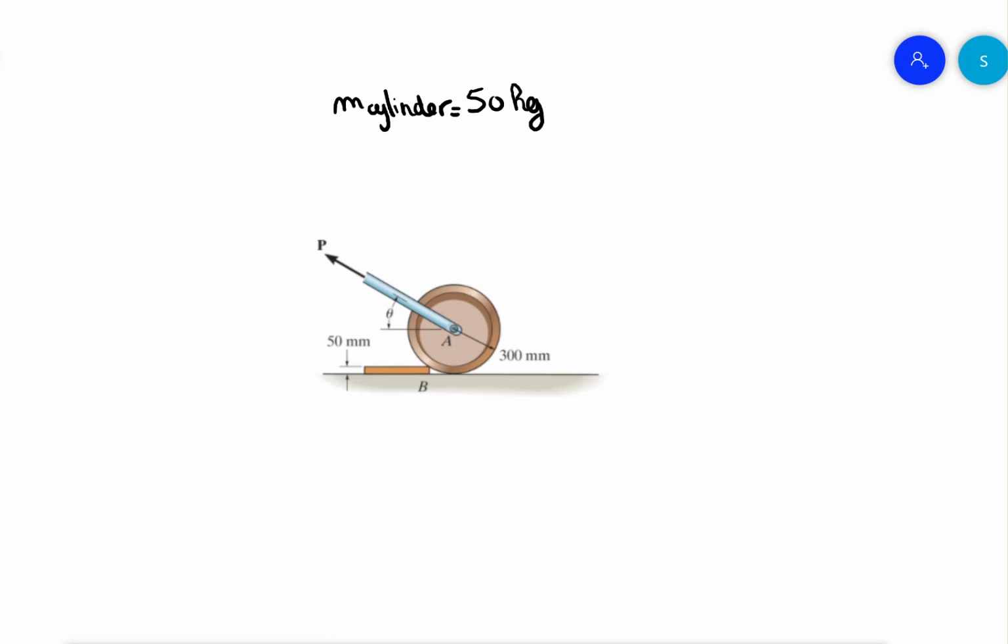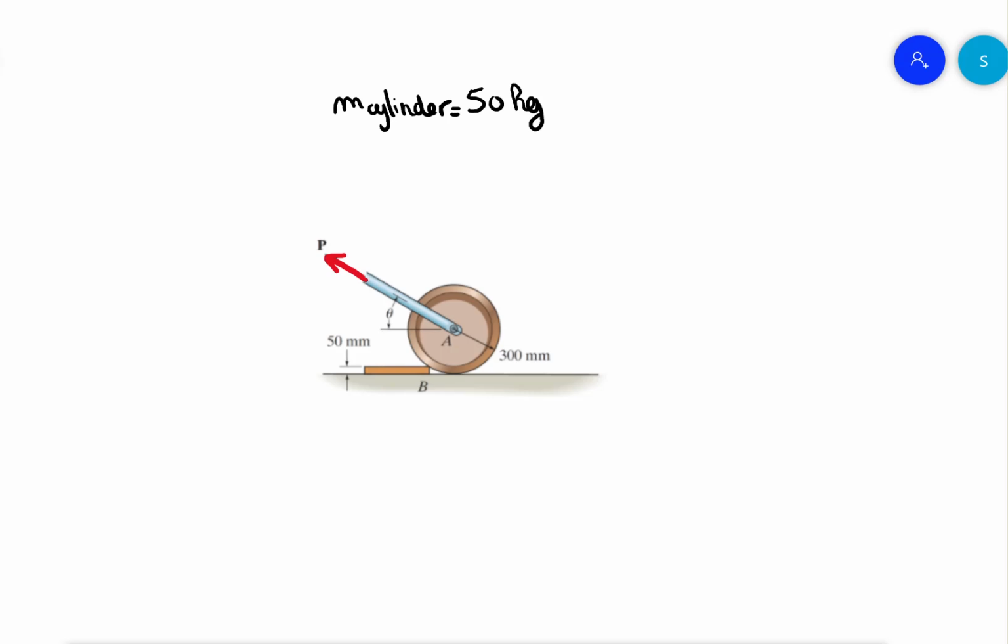Okay, so the question of this problem is, what is the force required, P? So P is unknown. What is the force required, P, to roll over this little step of 50 millimeters if the mass of the cylinder is 50 kilograms? And what is the direction, theta?